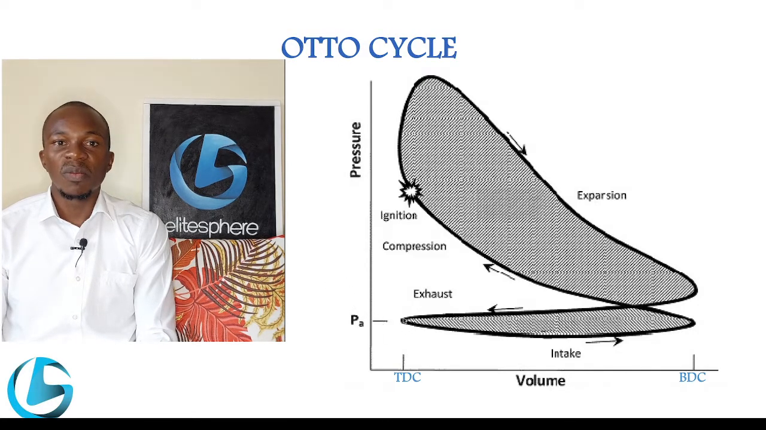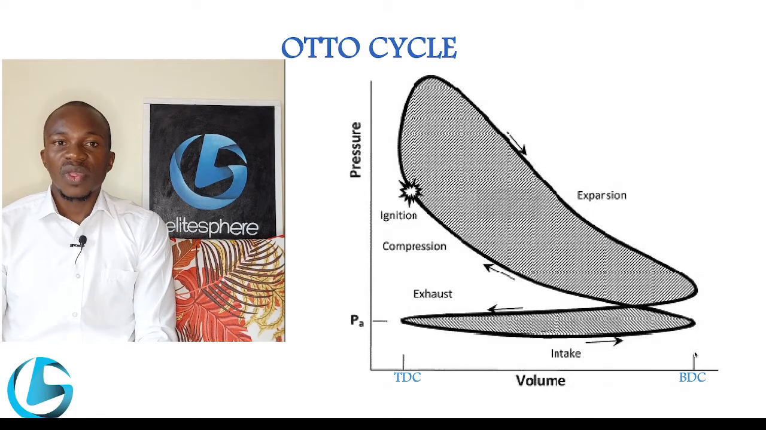This is a pressure volume graph, and this is the beginning of the first stroke, which is also the end of the final stroke, because as you know, this is a cycle. When it reaches the end, the first stroke again starts. This is the top dead center, and this marks the bottom dead center.